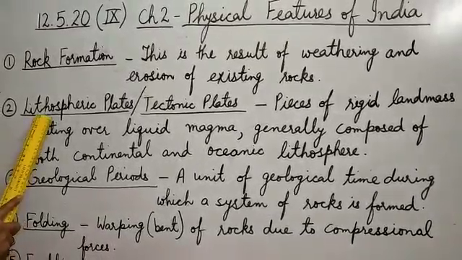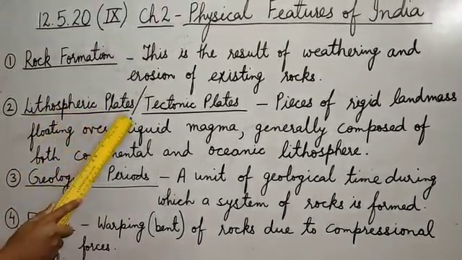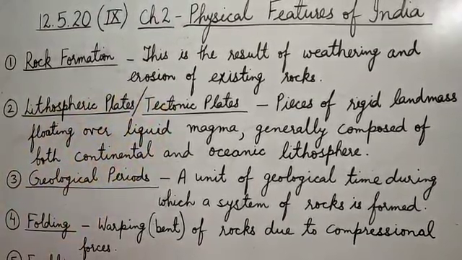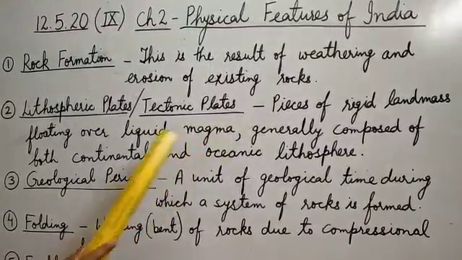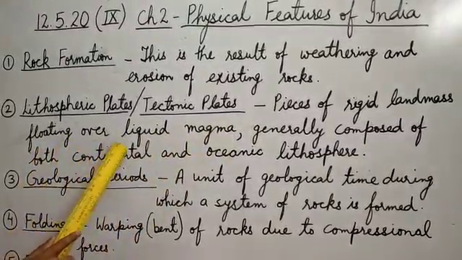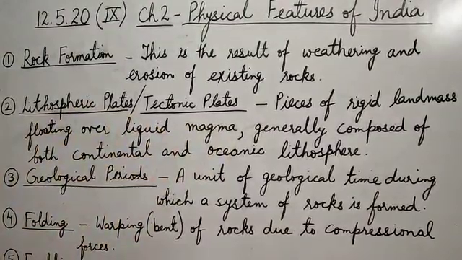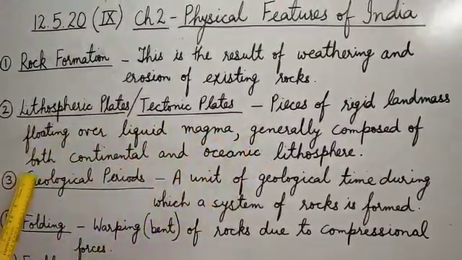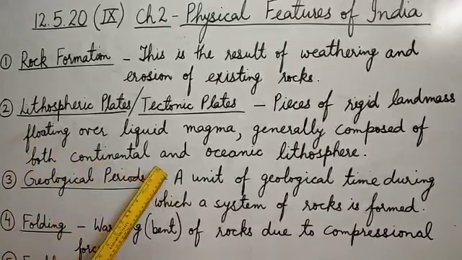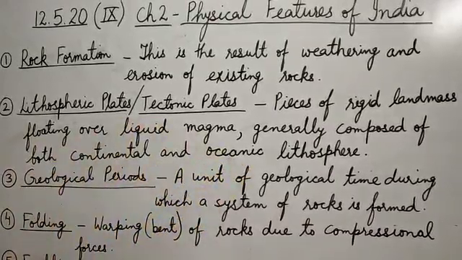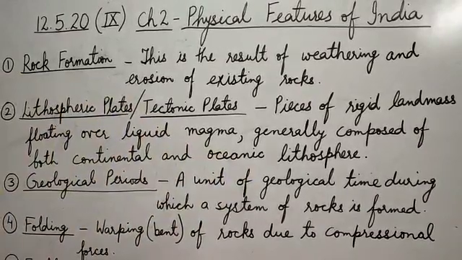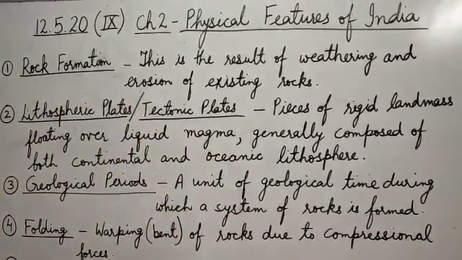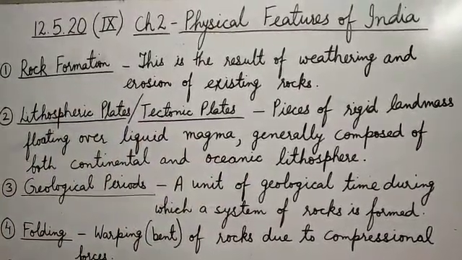Number second is lithospheric plates, that is also called tectonic plates. So what are lithospheric plates? The pieces of rigid landmass floating over liquid magma, generally composed of both continental as well as oceanic lithosphere. So this tectonic means builder. So tectonic plates are the builder plates.